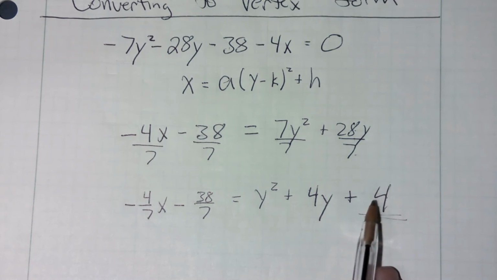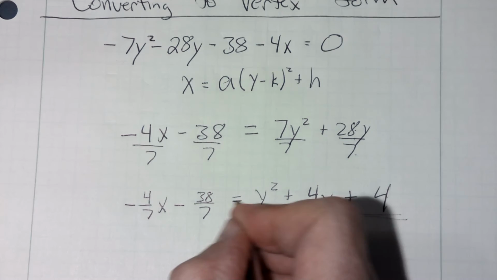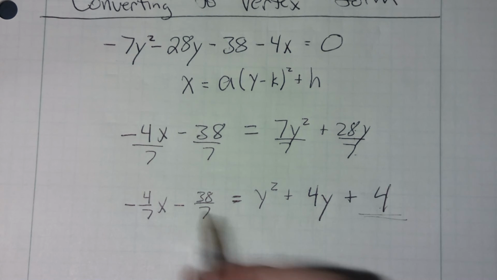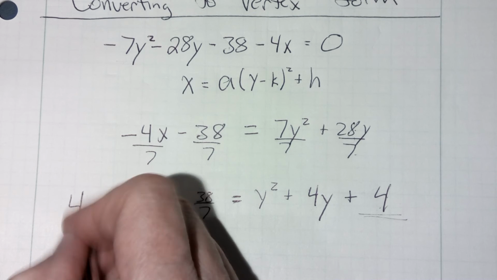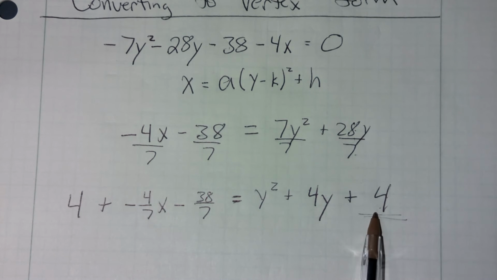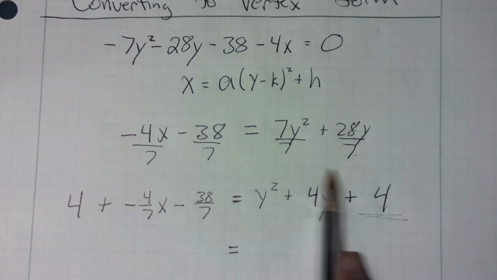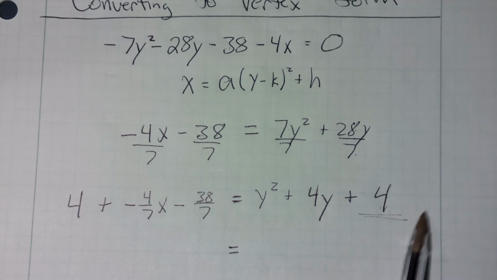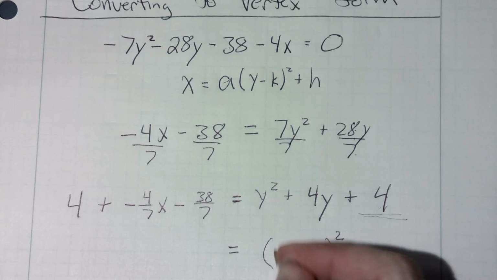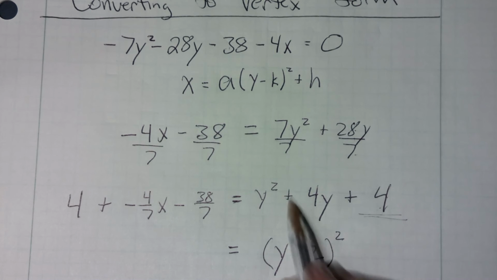But now be careful. I just added 4 to the right side of the equation. I don't want to change the equation, so if I add 4 to the right side, I need to add 4 to the left side. So I'm adding 4 to both sides of the equation. What that does is it makes this a perfect square trinomial. I can write it as a single set of parentheses squared, where I have the y, and then half of 4 was 2, and it was positive, so I put plus.